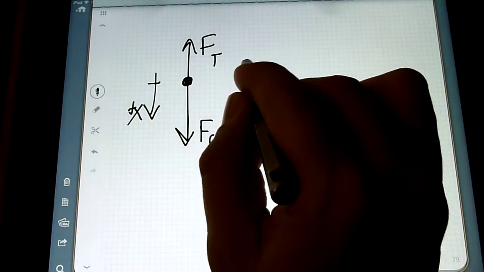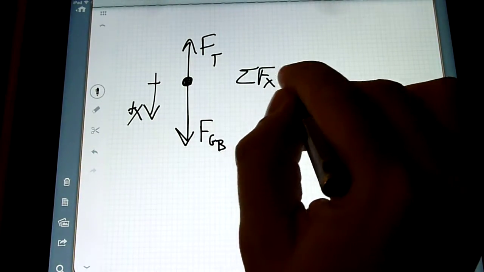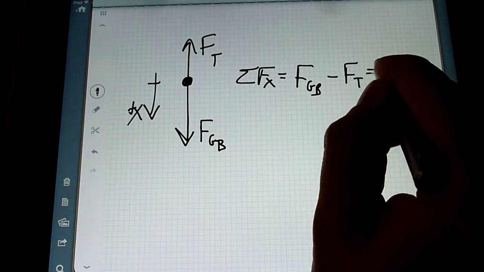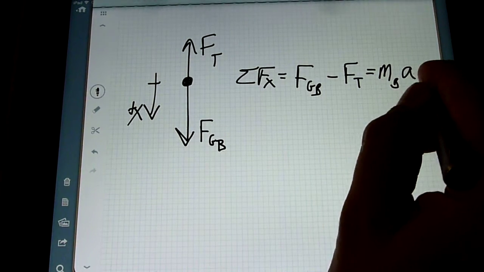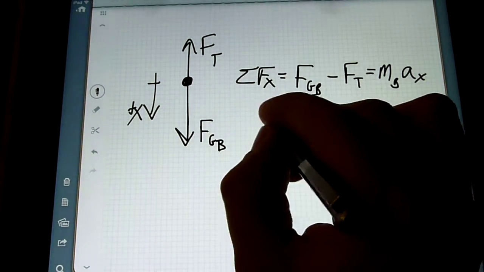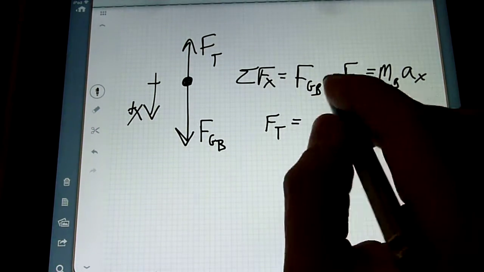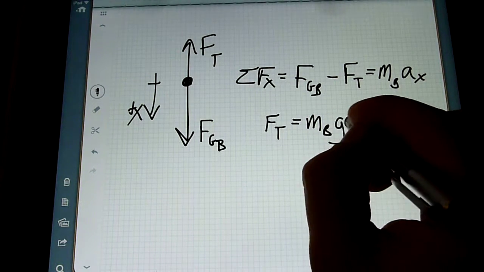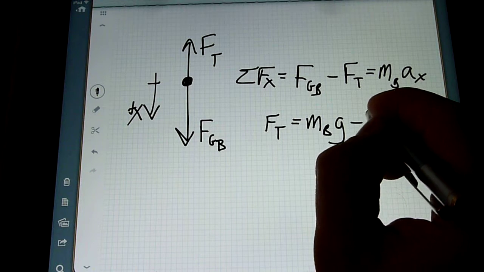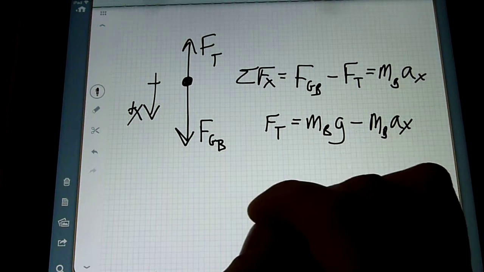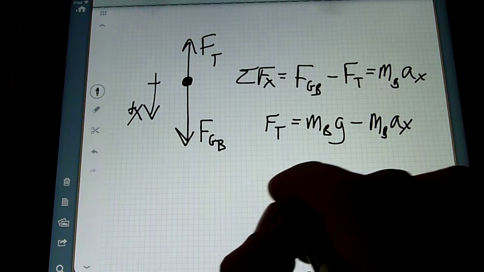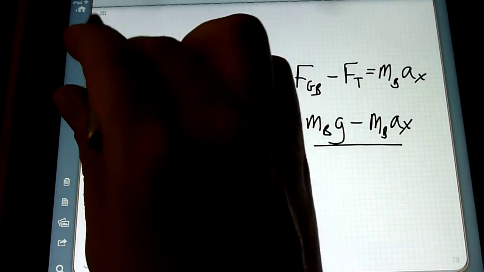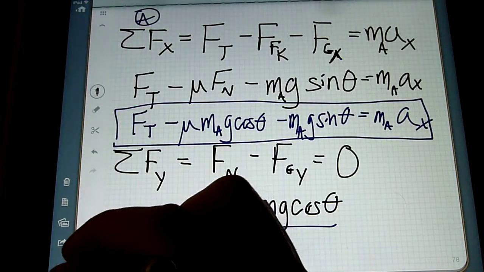So that would give us the equation for the sum of forces in the x direction. We'll say F_g of block B is positive, minus that tension force, gives us the mass of block B times the acceleration in the x direction. Or that our tension force is equal to, I'm skipping ahead because I know this is going to be the useful thing that I'm going to substitute back in, m_B times g minus m_B times a_x. Then I'm going to take this equation and substitute it back into this expression for F_T, and I get the following.